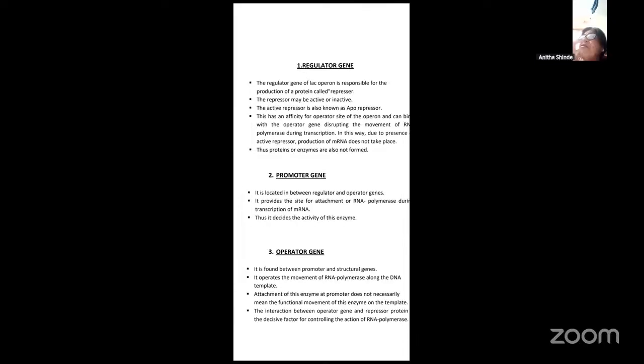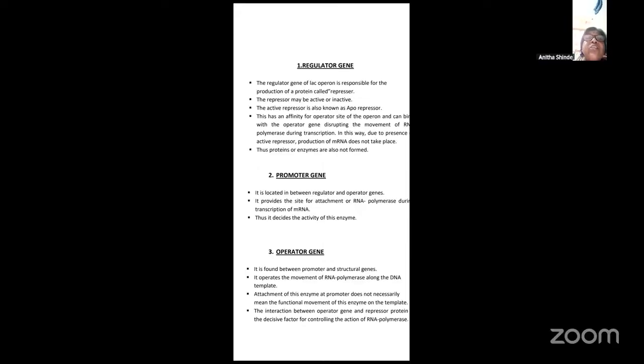I'm talking with reference to the prokaryotic gene. When we talk about types of genes, three different types are there: prokaryotic, eukaryotic, and viral. With reference to prokaryotic, the best example is bacteria. In bacteria, the prokaryotic genes are present in a group. They work together; not a single gene but a group of genes works together. They consist of a regulator gene, a promoter gene, and an operator gene.